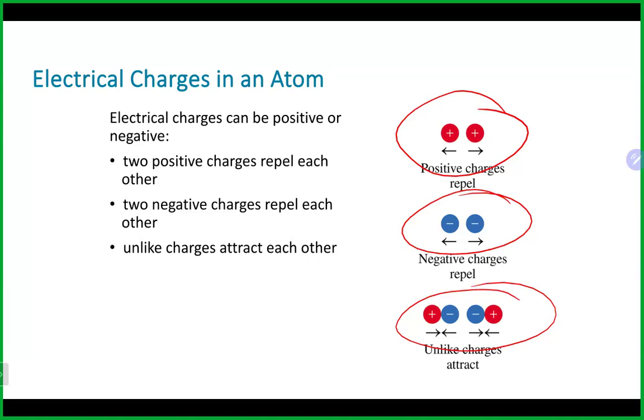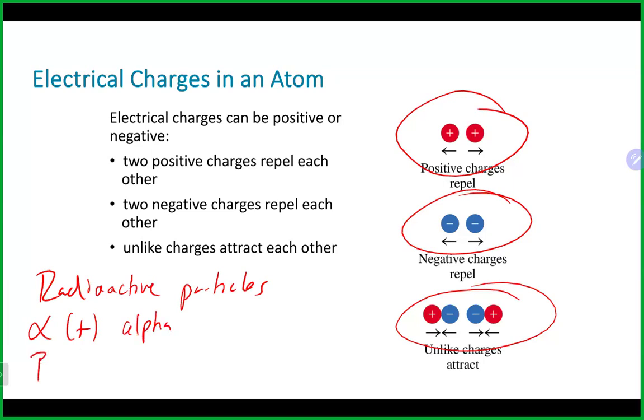When people were exploring the atom, they used that to their benefit because a lot of the experiments they did involved radioactive particles. For example, alpha particles, which are positively charged radioactive particles, beta particles, which are negatively charged radioactive particles, and they also used gamma rays, which basically have no charge. You can almost visualize it as a proton beam, an electron beam, and a neutron idea here.